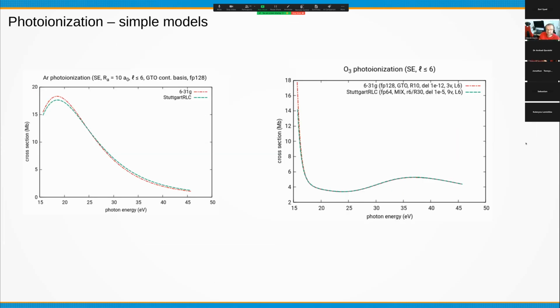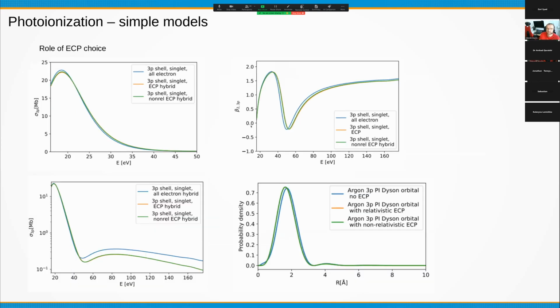As I said at the beginning, we are not interested only in electron scattering, but also in photoionization. So we were looking at applications of this code to photoionization. And this is a cross-section for argon and a cross-section for O3. And in both cases, it performs very well. And we can look at the argon cross-section in more detail, so that here we see the photoionization of the 3p shell of argon.